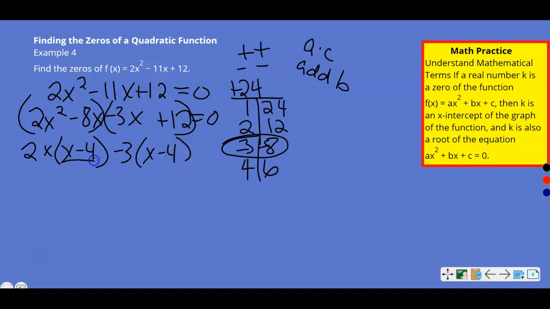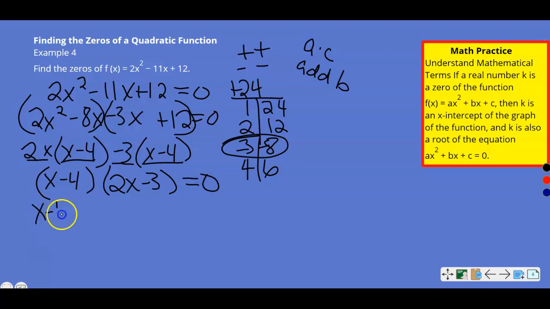All right, now I have a greatest common factor here. x minus 4 is my greatest common factor. And I have 2x minus 3, 2x here, and negative 3 makes my second factor. That equals 0. All right, set each factor equal to 0 and solve.